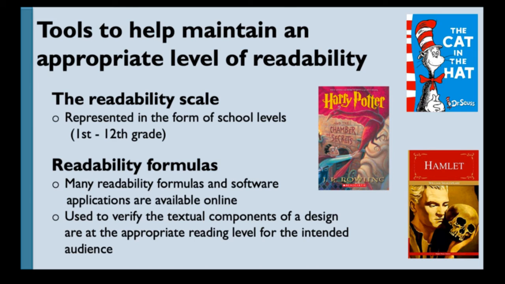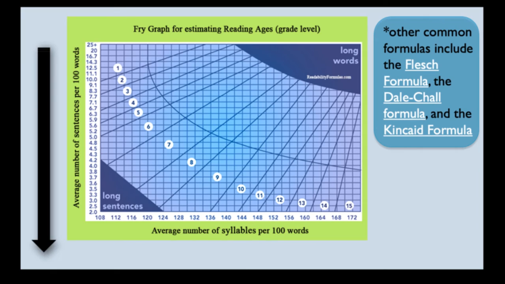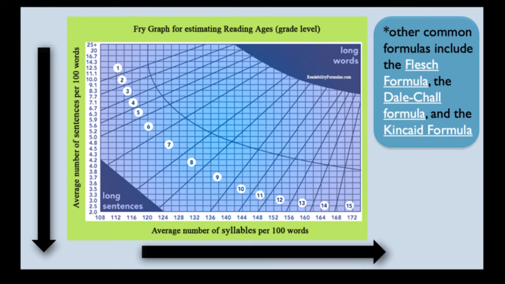One such formula is Edward Fry's readability graph. This graph looks at the average number of sentences per 100 words and the average number of syllables per 100 words. The lower the number of sentences and the higher the number of syllables, the further up the scale the readability level moves. So, for example, if there are around 8.3 sentences per 100 words and 118 syllables for those same 100 words, that text would be assigned a reading level somewhere between 3rd and 4th grade.